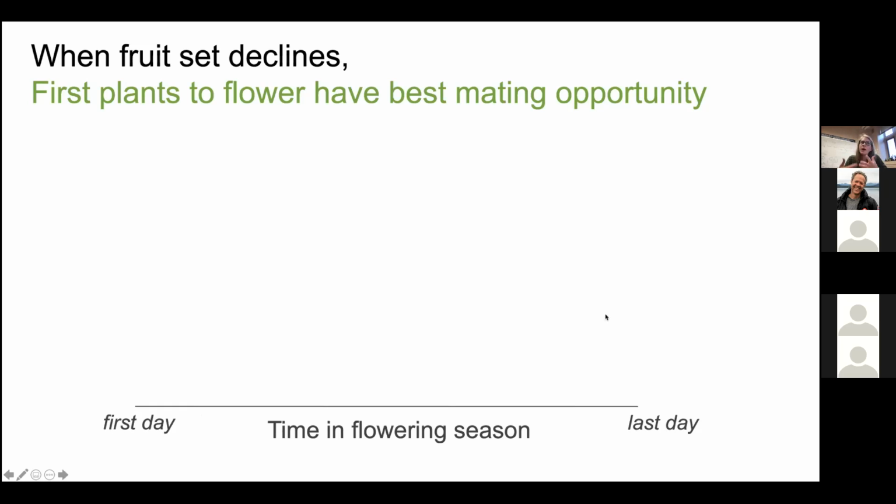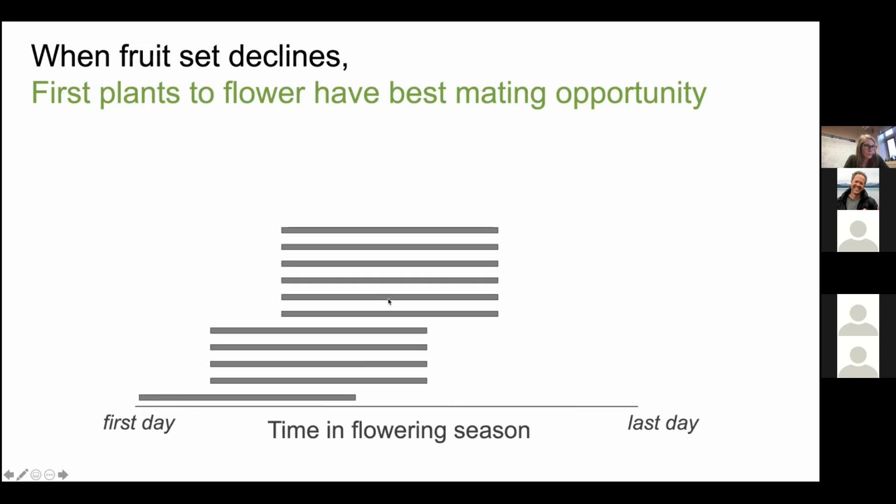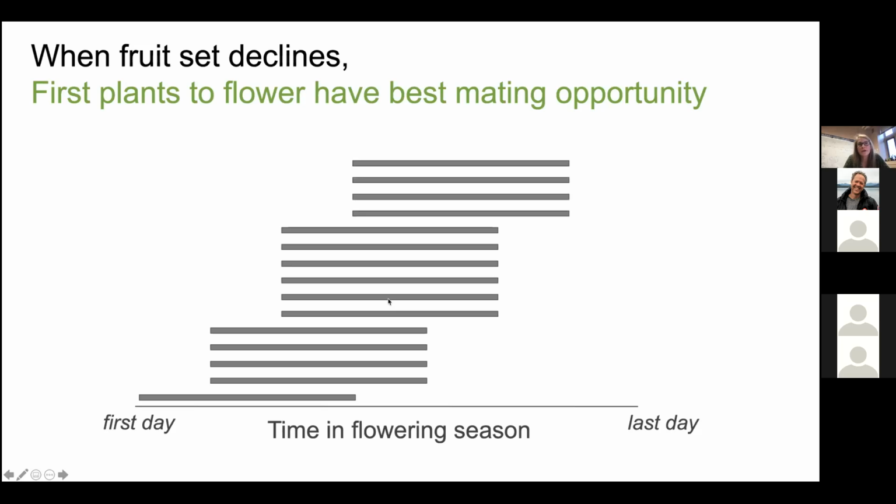And I'm going to populate the population using bars to represent individual plants. So this bar represents the first plant to start flowering in the population, and it continues flowering until this point in the season. A few days later, a few more individuals start to flower, and then they stop flowering later on. More individuals a few days later, and so on and so forth, until the last individual opens its first flower, produces all of its flowers, opens its last flower on its body, and then that's the end of the flowering season in this plant population.